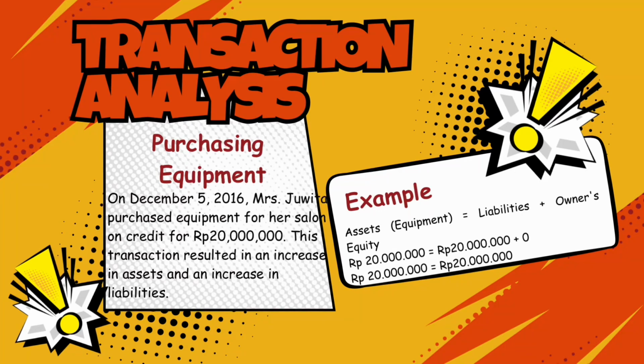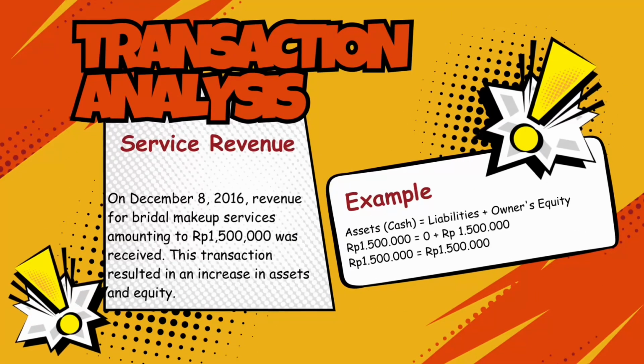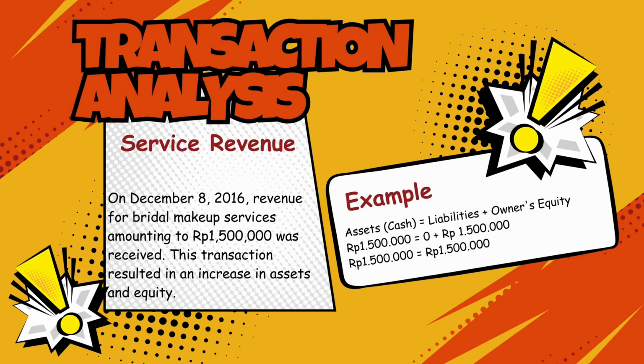Number 3, supplies purchase on credit. On December 5, she bought supplies worth 20 million on credit. Assets increased and liabilities also increased because the company now has debt. Number 4, service revenue, cash. On December 8, she received 1,500,000 in cash from a service. Assets increased and equity increased because revenue adds to the owner's capital.